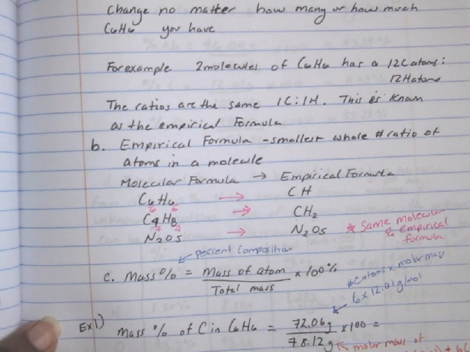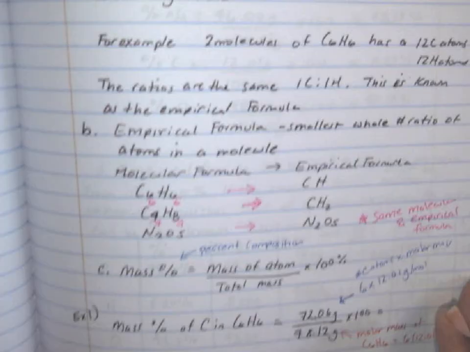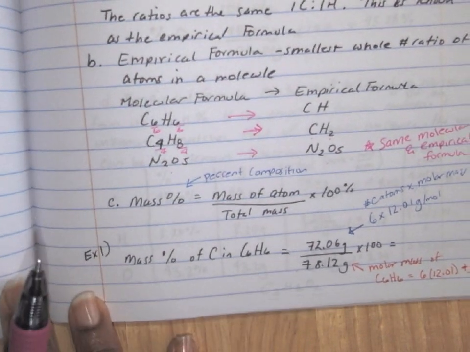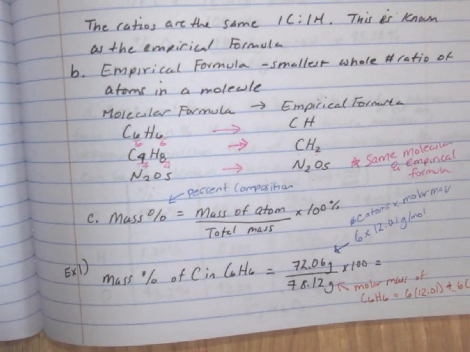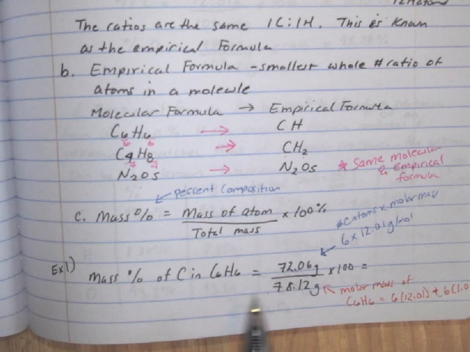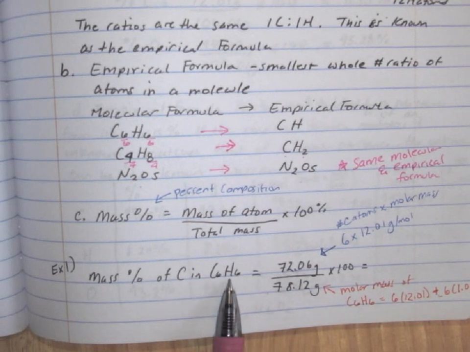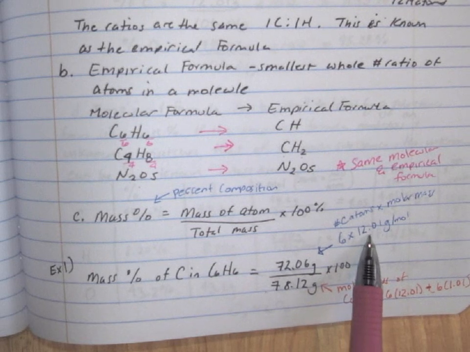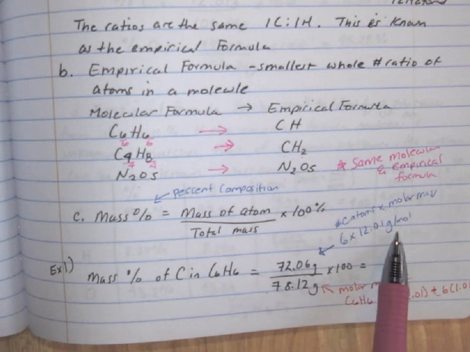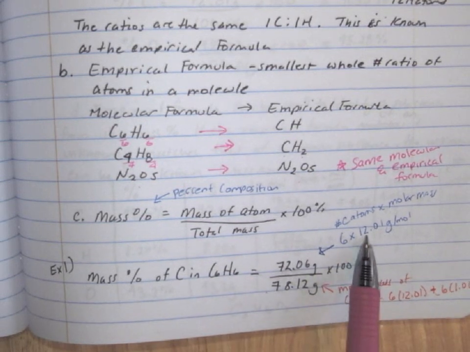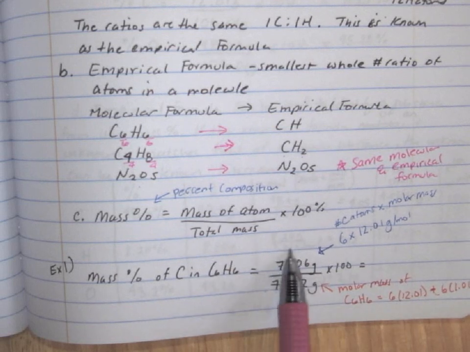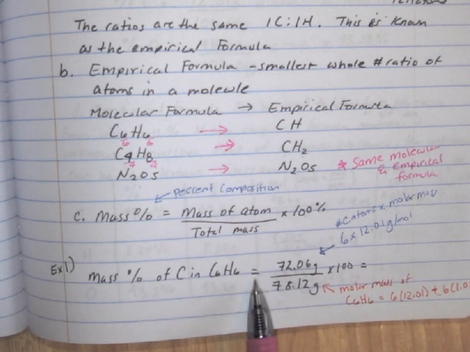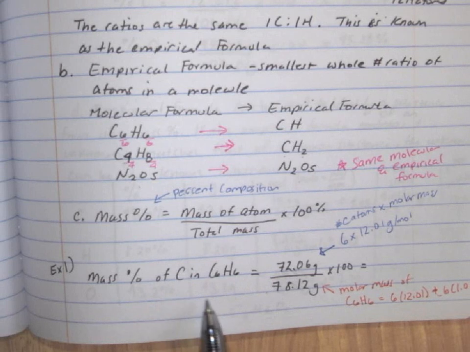So in the case of the mass percent of carbon in C6H6, the way that we would calculate it is we would take the mass of carbon in C6H6. So we would take the 6 carbons, and if you look on the periodic table, each has an atomic mass of 12.01 grams per mole. So 6 times 12.01 grams per mole gives us 72.06 grams of carbon in a mole of C6H6.